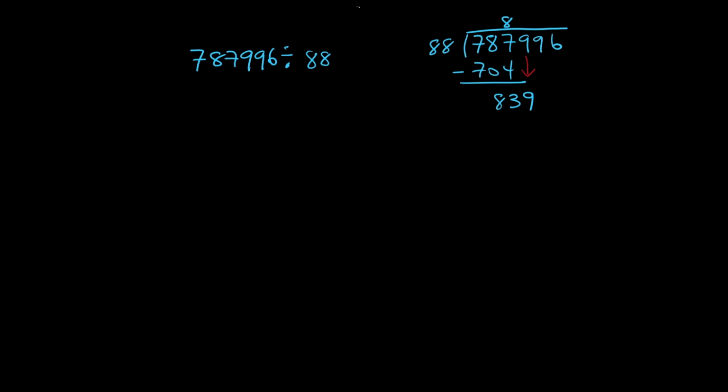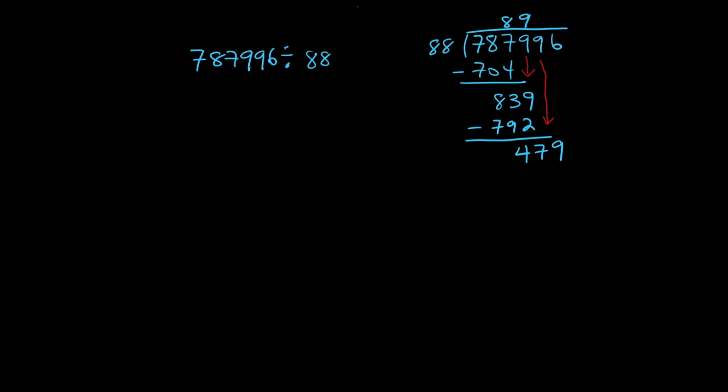Now, how many times can 839 be divided by 88? That should be 9 times. 9 multiplied by 88 should give us 792. And 839 minus 792, and we should be left with 47. And so we should go ahead and pull down another 9, or a copy of that 9, right here. And our new number would be 479.